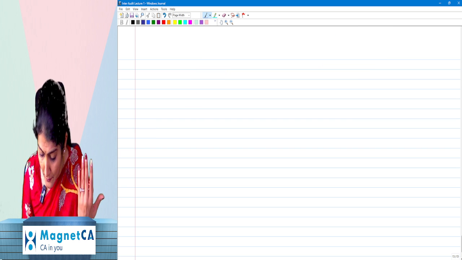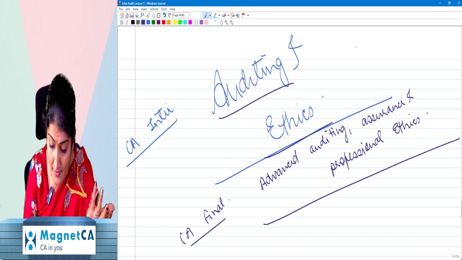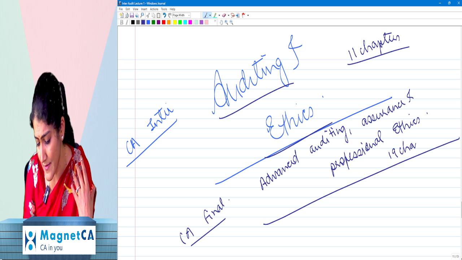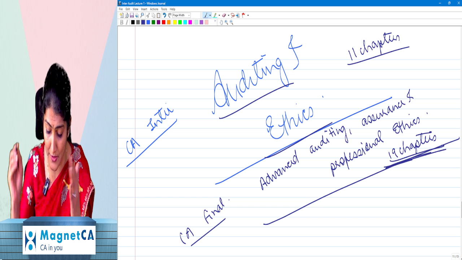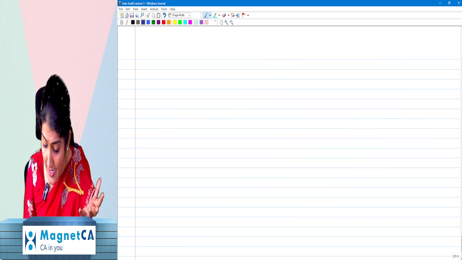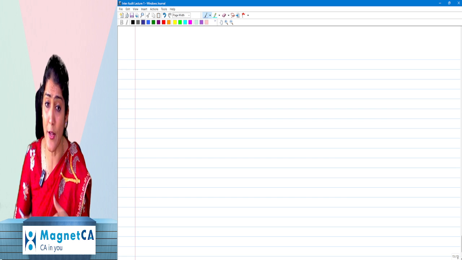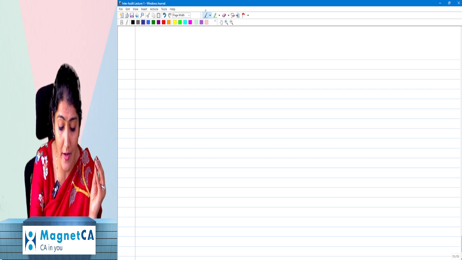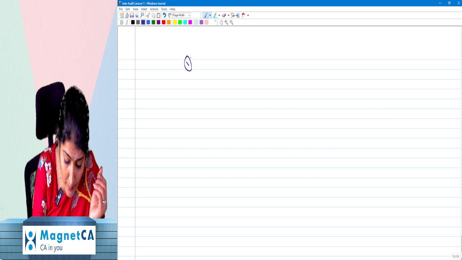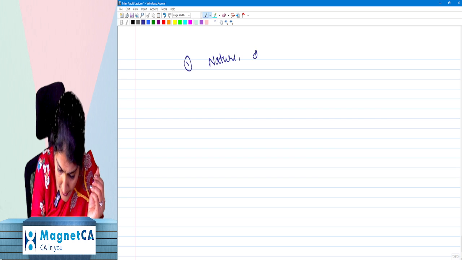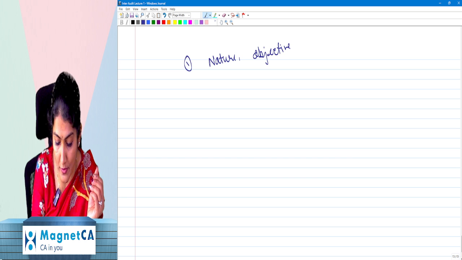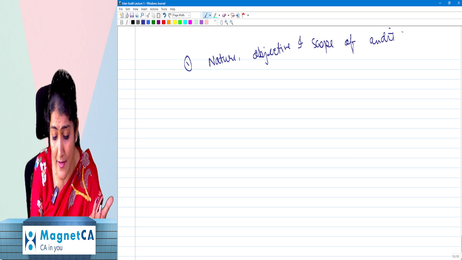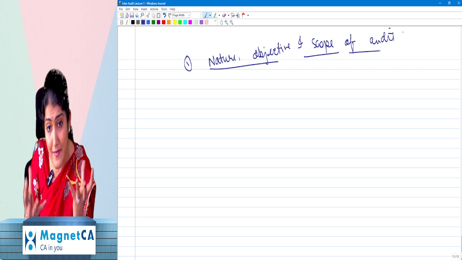Now in our CA Intermediate audit, we have 11 chapters. Telling you also that at CA Final you have 19 chapters, and obviously a different level of knowledge and preparation. At CA Intermediate, as per the study material of the ICAI, and our book is also on the same lines, we have 11 chapters. Chapter number 1 in your book is regarding the nature, objective, and scope of audit. We pick up this one word, audit, and understand its entire concept.